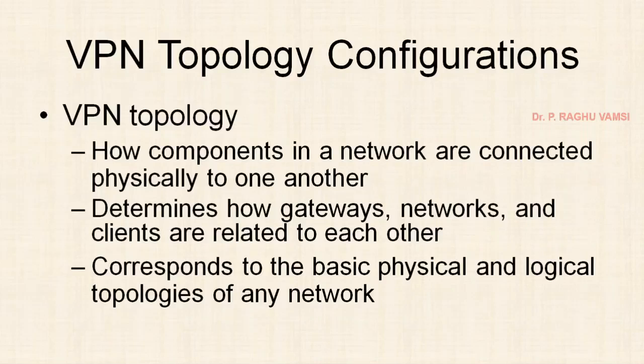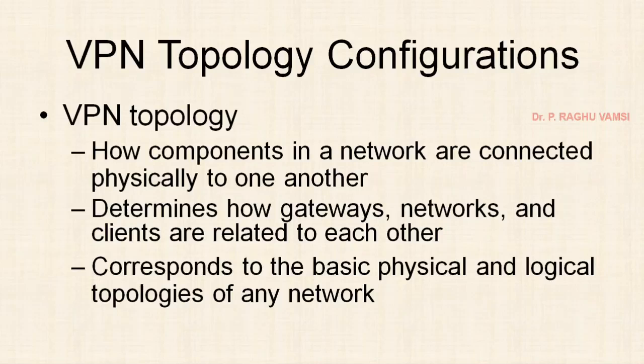We all know the star topology, ring topology, mesh topology, these kinds of topologies we have seen in computer networks. In order to increase reliability, the best topology is mesh topology. Mesh topology is so reliable. Even though one line fails, you can approach another computer through another line. So this VPN topology is a key point in designing the VPN. How components in a network are connected physically to one another is to be looked after. Determine how gateways, networks, and other clients are related.